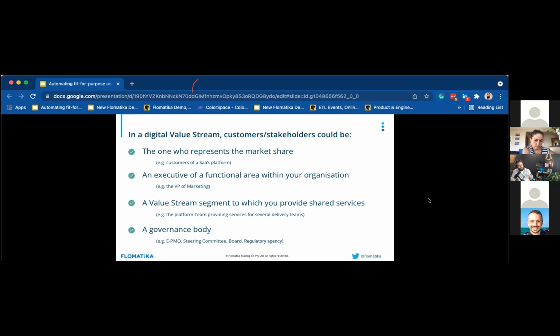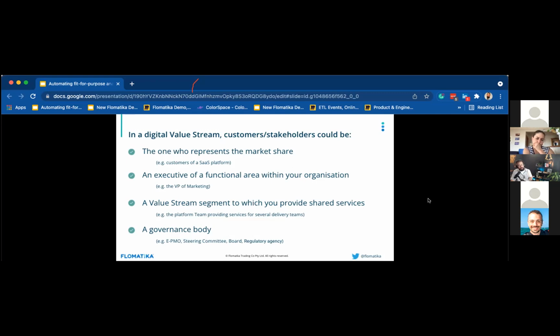And then you might have multiple customers. When that happens, it means that you have multiple sources of demand, and it's likely that those different sources of demand will compete against each other for the capacity of that value stream. So one, you need to understand who your customers are.